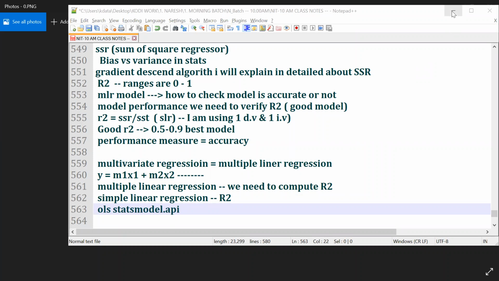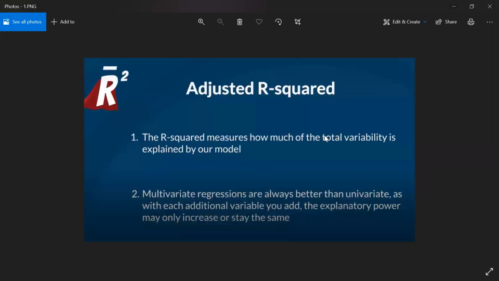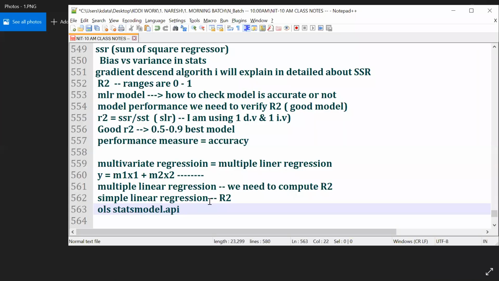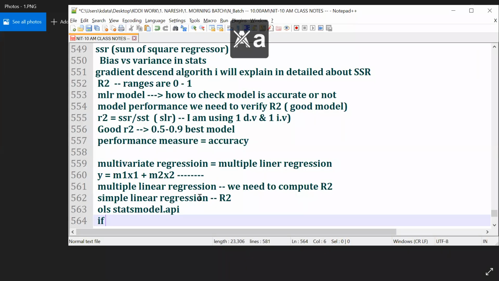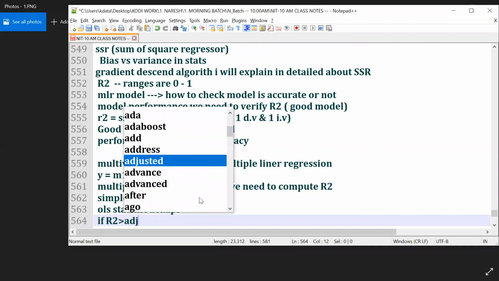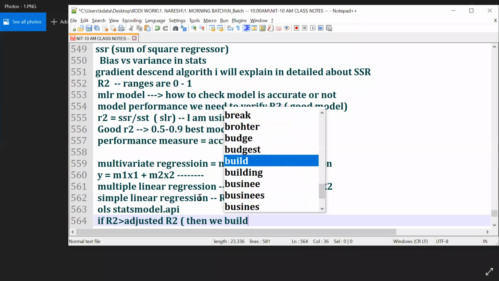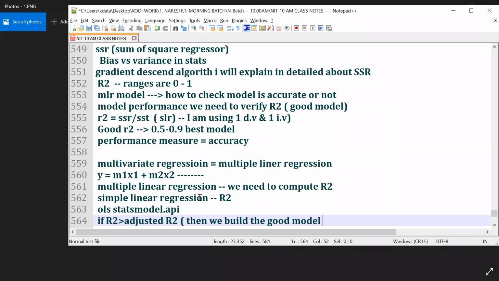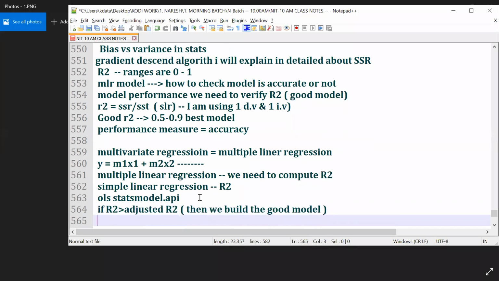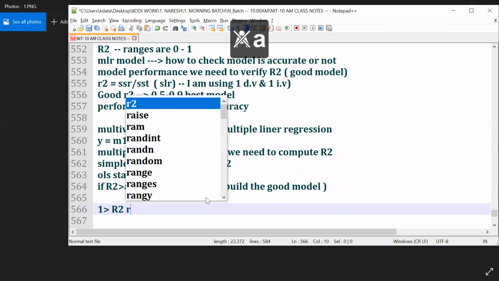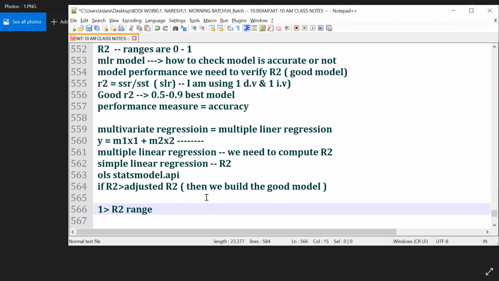Now, another thing: how to check whether it is a good model or a bad model? Write down the condition. If R squared is greater than adjusted R squared, then we have built a good model, guys. This is the first step. Clear? So what are the parameters we need to check after building the regression model? The first thing is R squared. What could be the range? 0 to 1. That is the first parameter.